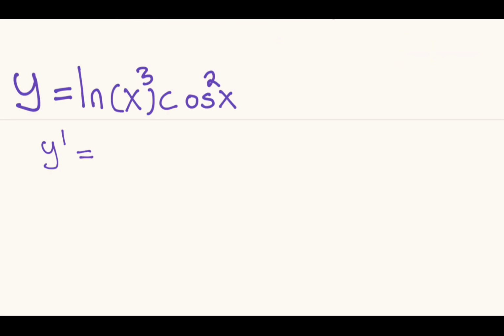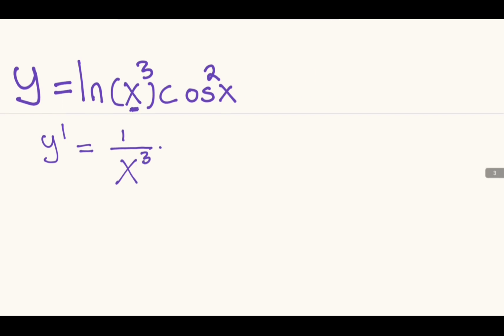So the derivative of ln x cubed will be equal to 1 over whatever it is that is inside the ln. So what's inside the ln is the x cubed, multiplied by the derivative of whatever it is that is inside the ln. So the derivative of the x cubed will be equal to 3x squared. We multiply this by the original function cos squared x, plus the derivative of the cos squared x.